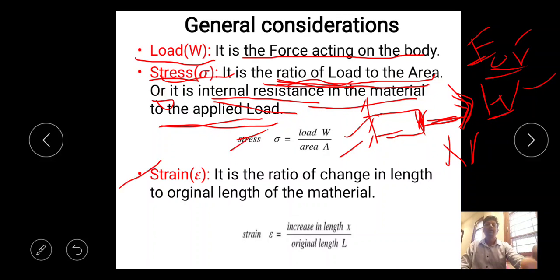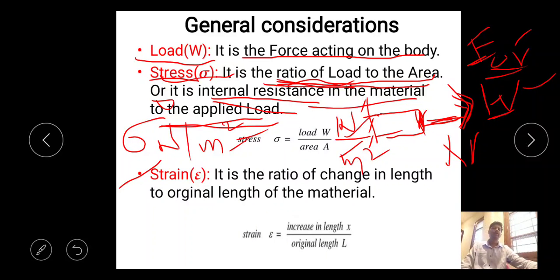It is given by sigma. And what is the unit of this? Load is given in Newton, and area is given in meter square. So Newton per meter square is the SI unit of stress. Then we will study what is strain.